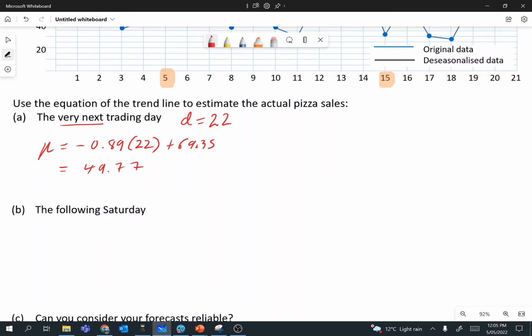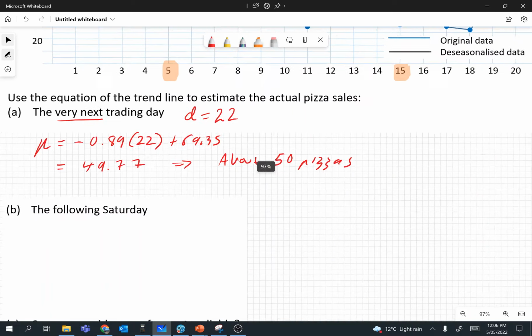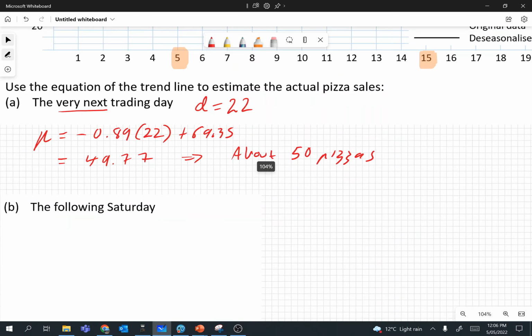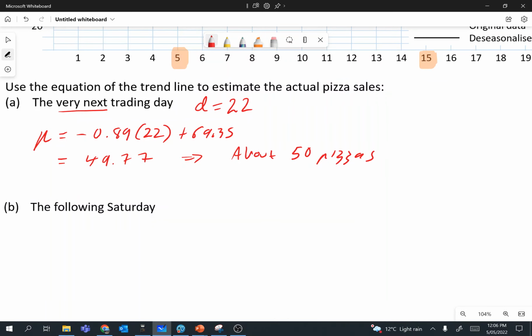49.77. Okay, now because this is a discrete variable, so we're looking at whole number or integer values, I'm going to round this and say it's about 50 pizzas. To the nearest whole number, about 50 pizzas. And I'll do that on the next one as well. So if you want to pause now and have a go at it yourself, see if you can determine what number day is the following Saturday and substitute that into the equation.